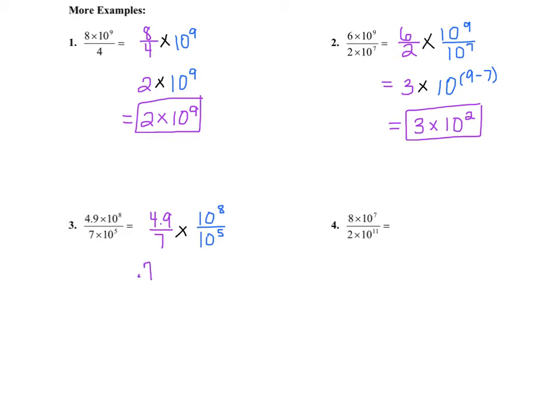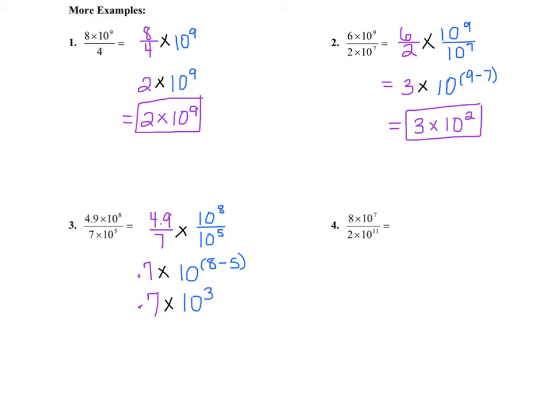0.7 times, and then you're going to subtract your exponents. So you're going to say 10, and you're going to say 8 minus 5. And that's going to give us 0.7 times 10 to the third power.